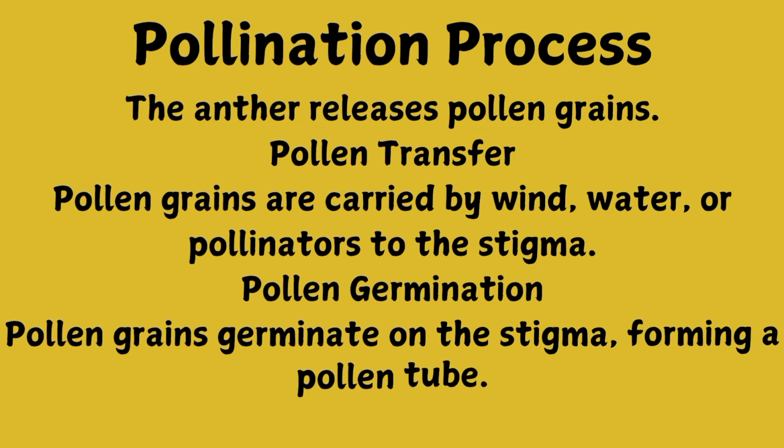Let's repeat the process of pollination. First, the anther releases pollen grains. Second, the pollen grains are carried by wind, water, or pollinators to the stigma. Third, and the important step, the pollen grains germinate on the stigma, forming a pollen tube.